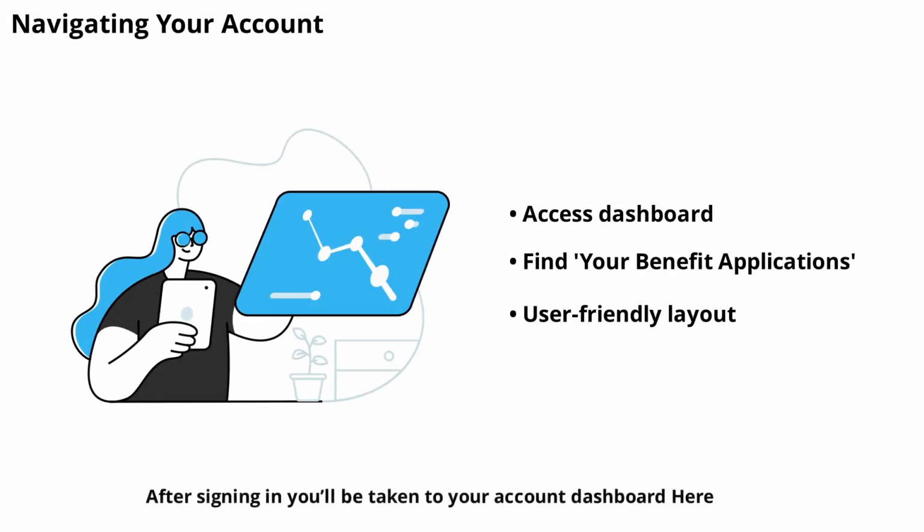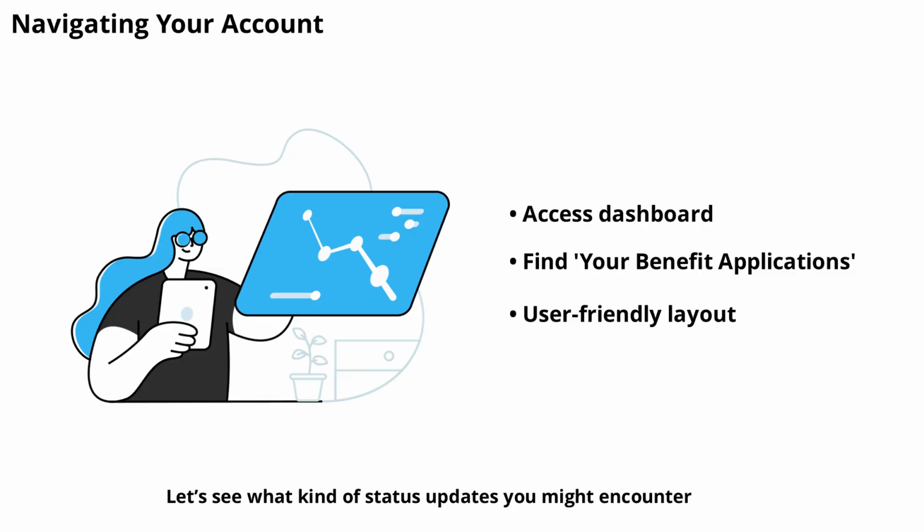After signing in, you'll be taken to your account dashboard. Here, you'll see several options related to your Social Security benefits. Look for the section labeled Your Benefit Applications or something similar. This is where you can view the status of your SSDI or SSI application. The dashboard is designed to be user-friendly, making it easy to find the information you need.